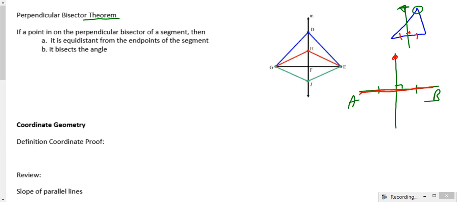When that third point, point C, is on the perpendicular bisector and we create this triangle, we can say a couple things. That these two lengths are equal. In other words, they call it equidistant from the endpoints of the segment. And then this perpendicular bisector bisects that angle.